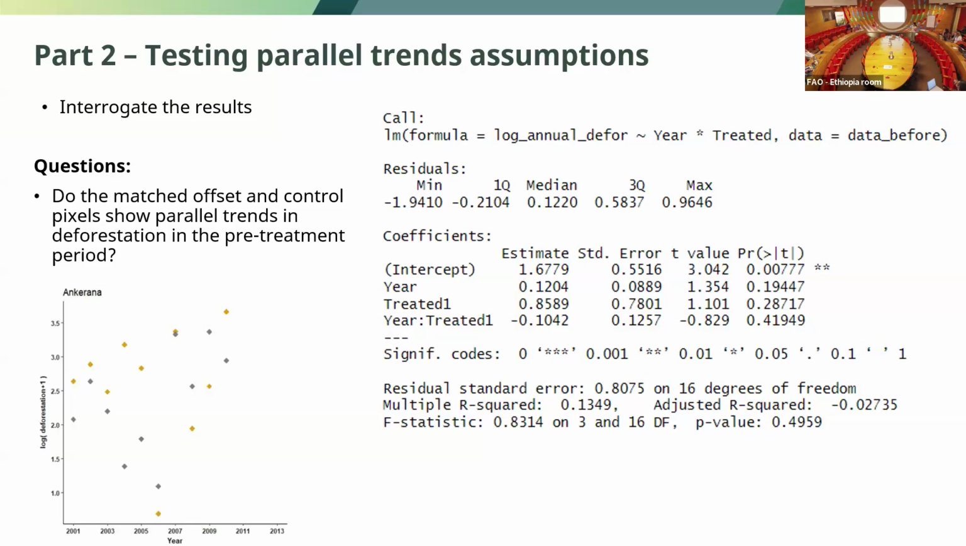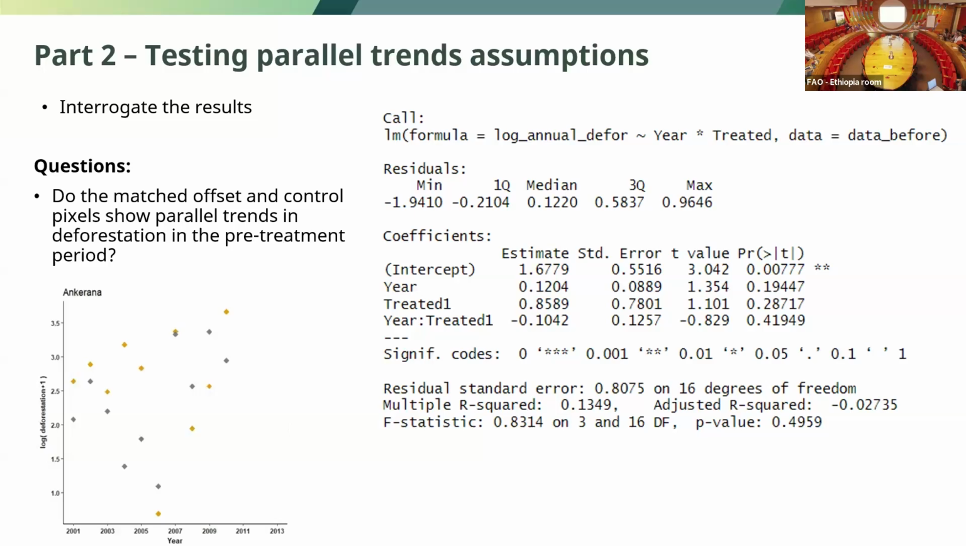Have you all got that? And then this is the coefficient of interest. This is saying, does the relationship between deforestation and year differ depending on whether the observation is in the treated or the control sample? And we find that it doesn't, which is great. Parallel trends assumption ticked. But importantly, it also says that there's no relationship between deforestation and year at all.